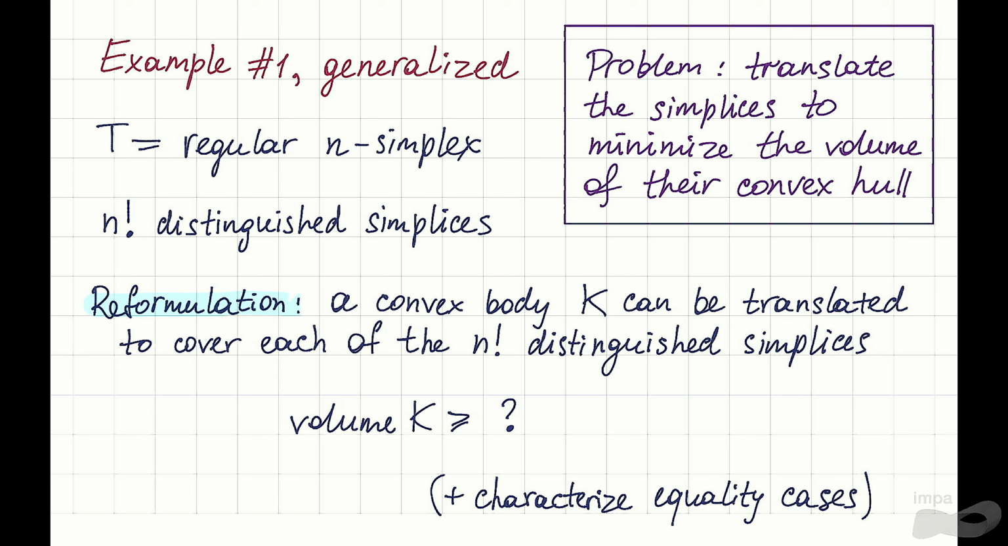Now T is a regular n-simplex. For every ordering of facets, ordering of outer normals, you can draw a closed curve which spans a simplex. There are n factorial of them, cyclic orderings of n+1 vectors. And a formulation of my prototype problem is that I'm looking for a lower bound for the volume of a convex body which can be translated to cover each of the n factorial distinguished simplices. So computationally, it doesn't look good because of the factorial.